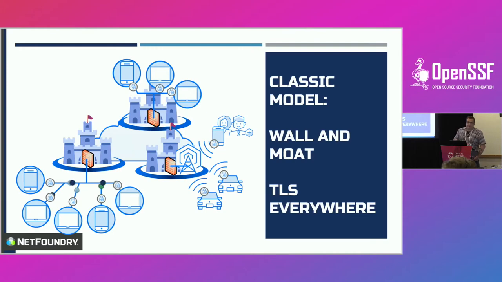Let's do something better. Let's start using secure protocols. So TLS said, hey, we're gonna use TLS everywhere. No more FTP. We're going to go with SFTP or SCP. We're not going to use Telnet anymore. We're going to use SSH. And so we decided to use TLS everywhere. Using Telnet everywhere is not a good idea.